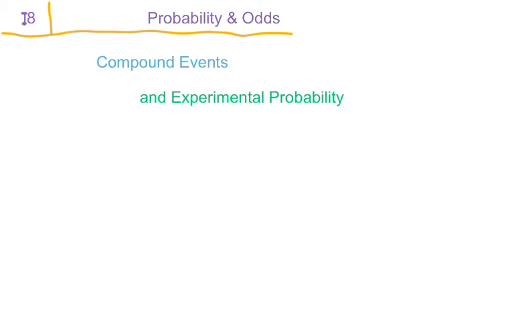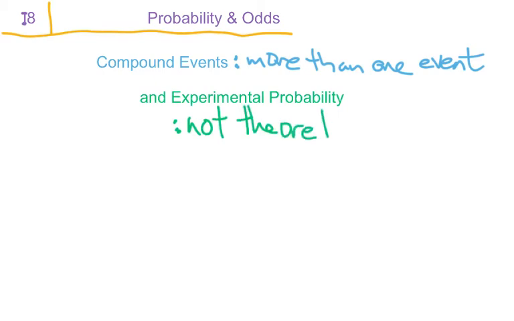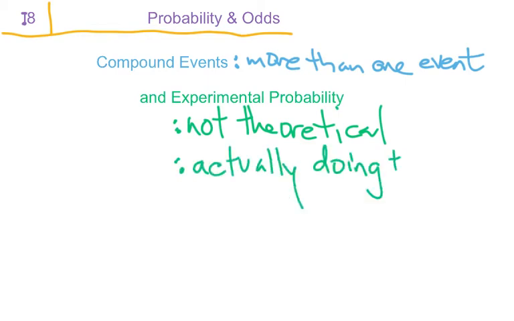Let's talk real quick about compound events. Basically, compound events are when there is more than one event. And we're going to play out a couple situations. If there's more than one event, not just me doing one thing, like flipping a coin or pulling a card, if I'm doing two things, then that is considered a compound event. And as we learned about experimental probability in the past, it's not theoretical. The second thing we need to understand is that we actually do the thing. We actually test something out, right? We do the event, often many, many times.